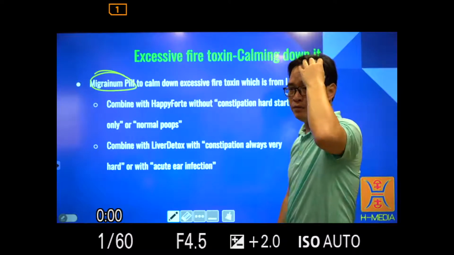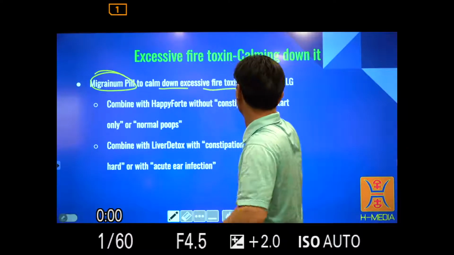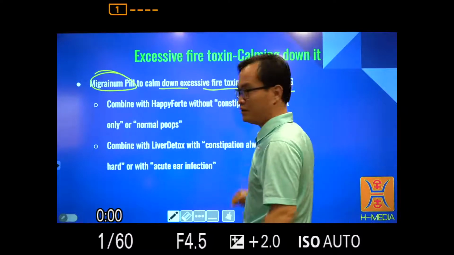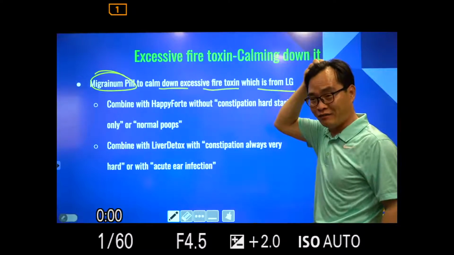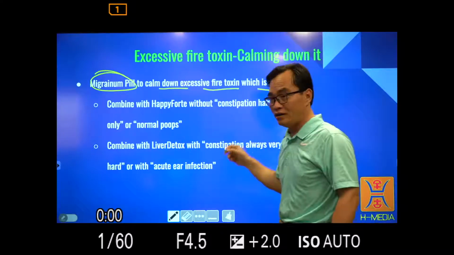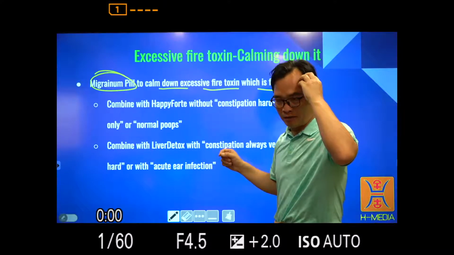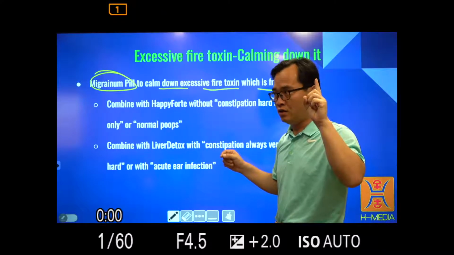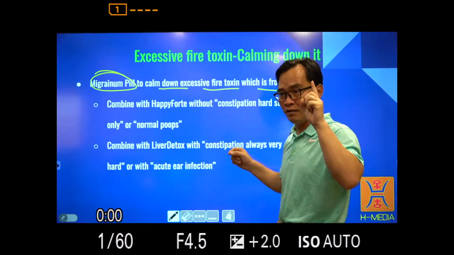It is migraine pill. Migraine pill to calm down the excessive fire toxin, which is from allergy. Yeah, when the internal wind happens, it is connected with allergy. Yes. Another thing, besides the migraine, right? There is another kind of excessive fire toxin from allergy.